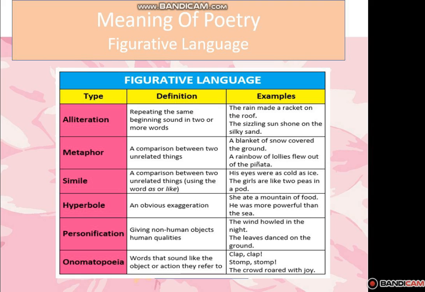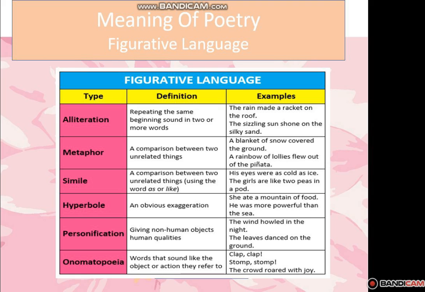Next, we come to metaphor. Metaphor is a comparison between two unrelated things. A blanket of snow covered the ground. A rainbow of lollies flew out of the piñata. A rainbow cannot fly out of a piñata and a blanket cannot cover the ground. But the speaker wants to show that at the time, the snow was really thick. It seems like a blanket covered the ground.